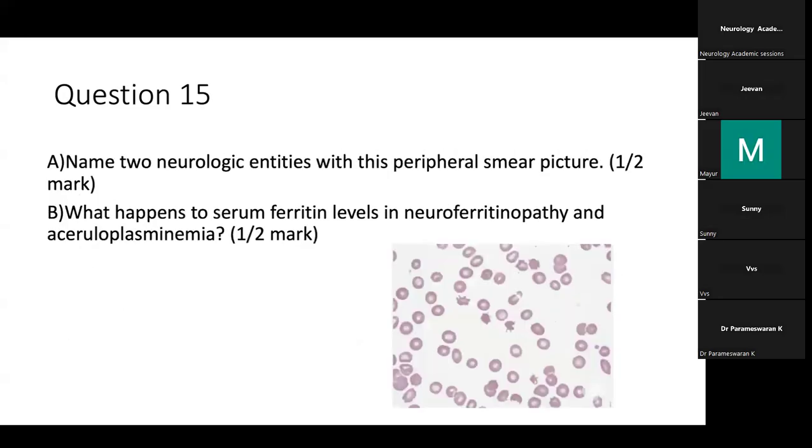Name two neurological entities with this peripheral smear picture shown below, and what happens to the serum ferritin levels in neuroferritinopathy and aceruloplasminemia, respectively?